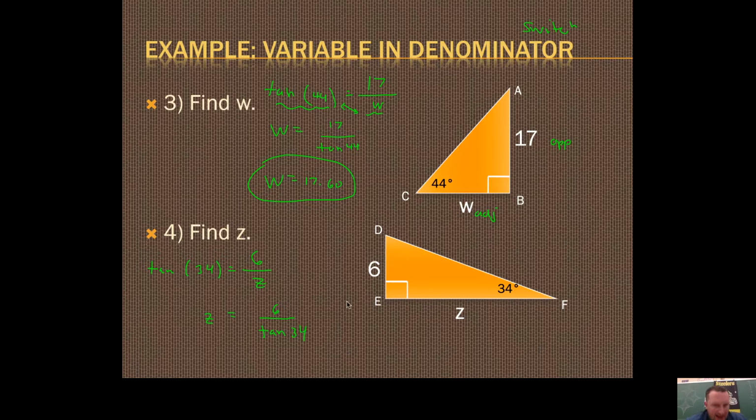Let's think about what this thing has to be. This is smaller than 45. So this is the shorter leg. This is the longer leg. I better get an answer bigger than 6. And since this is a good bit smaller than 45, this is going to be a good bit bigger than 6. 6 divided by tangent 34. That gives me 8.90.